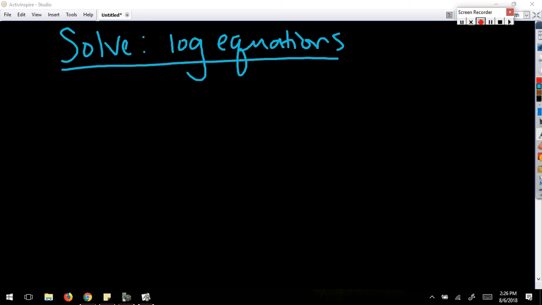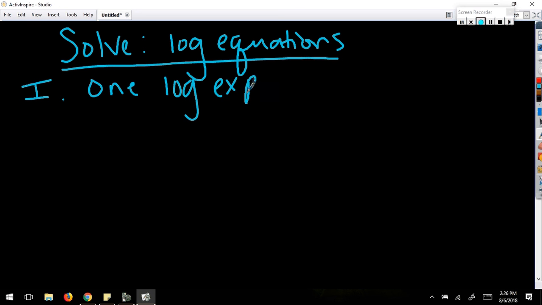I'm going to talk to you a minute about log equations. So I'm going to go through a couple different scenarios for you. The first one I want to talk about is when you just have one log expression. So this is one of the easier to do.